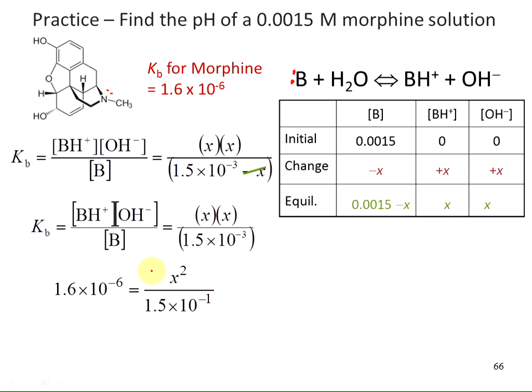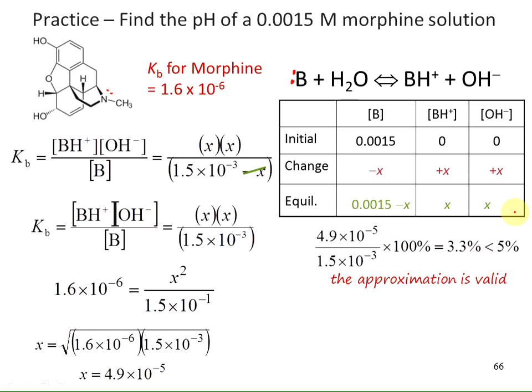So if I plug in my Kb value and I plug in my concentration for our B, and we square the X values, multiply both sides by 1.5 times 10 to the minus third, and then take the square root, I should get an X value in my calculator of 4.9 times 10 to the minus fifth. That tells us our hydroxide concentration.